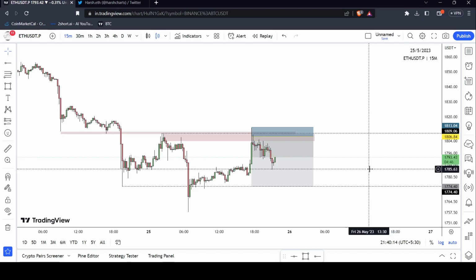And again, you will be looking for the liquidity sweep. Once you find the liquidity sweep, you will enter at a market position and you will do the similar thing.